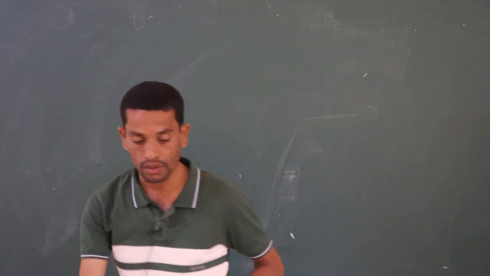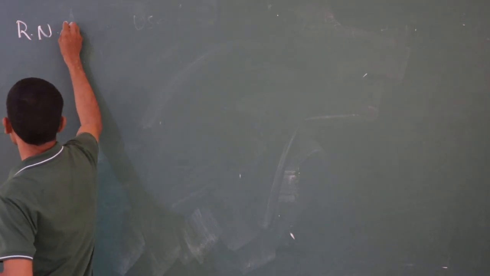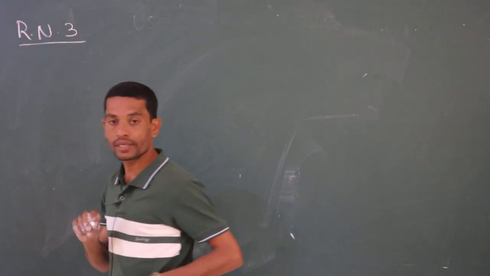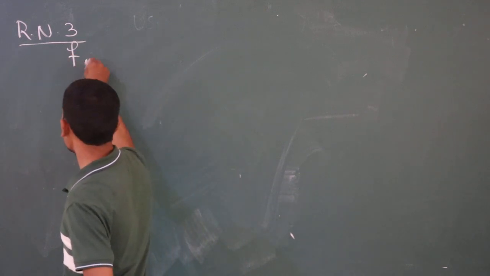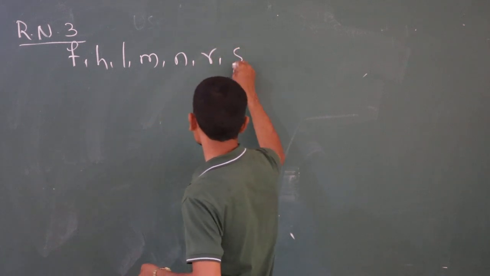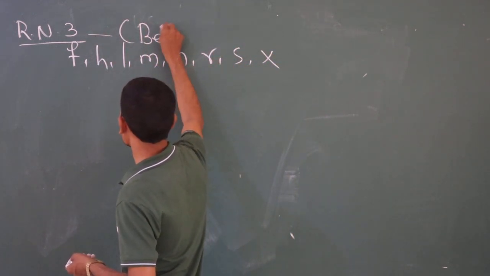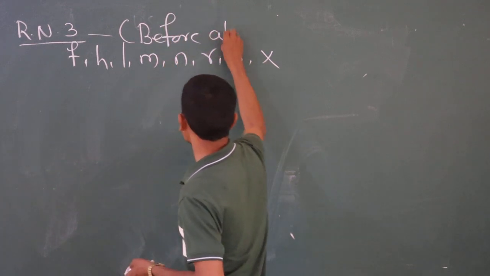So some letters start like this. Rule number 3: some letters start with F, H, L, M, N or S and X. Before abbreviations we have to use an article.